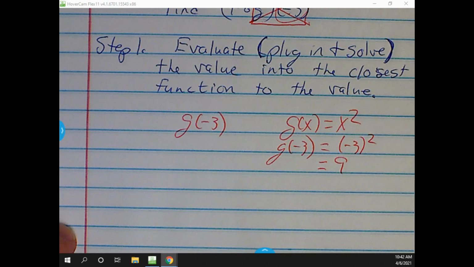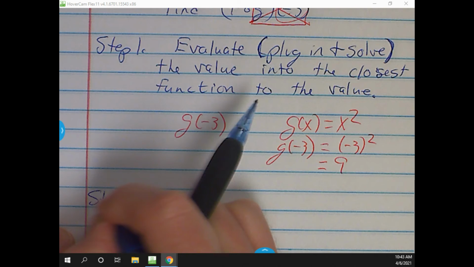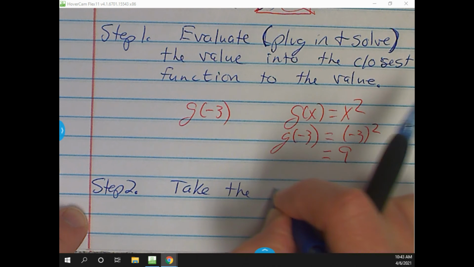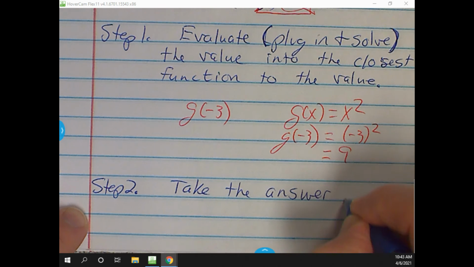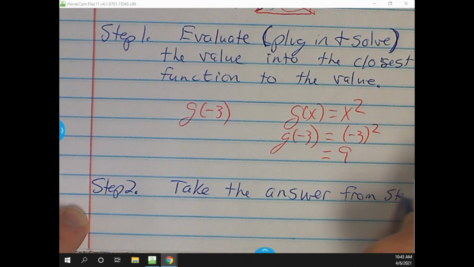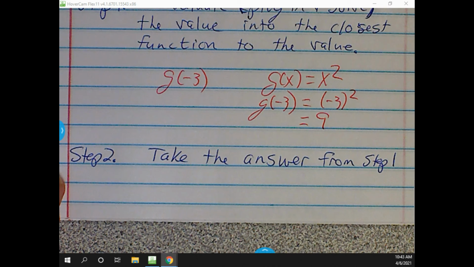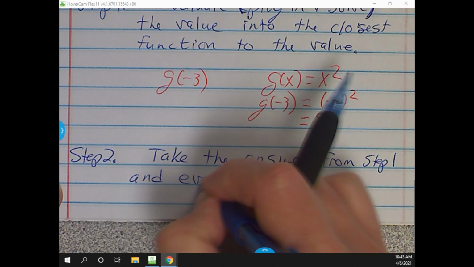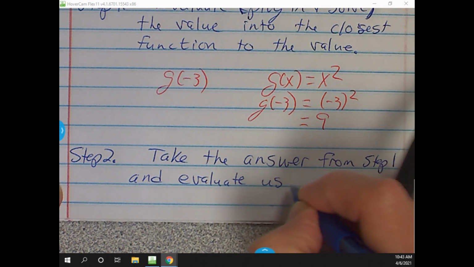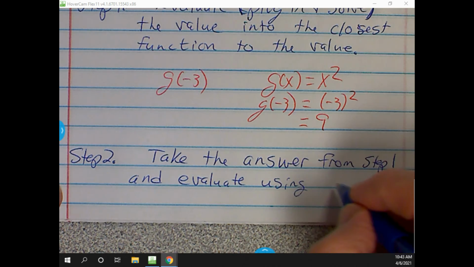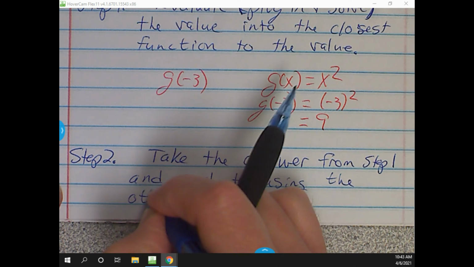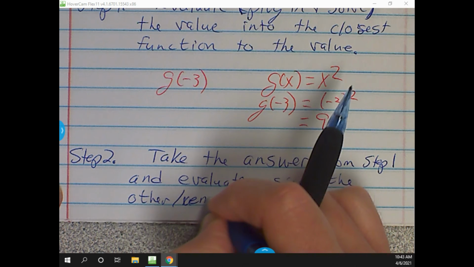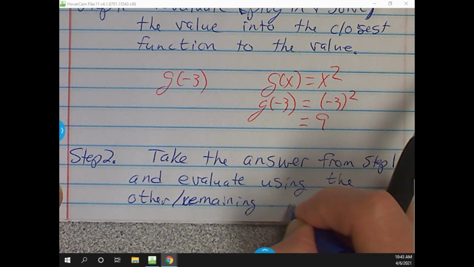So step 2 is you're going to take the answer from step 1 and evaluate using, we'll say, the other or unused, remaining, whatever you want to call it, function.